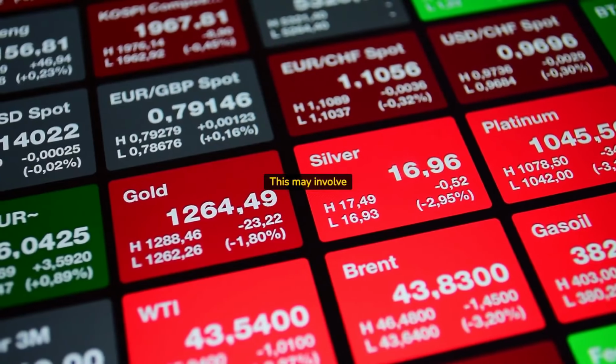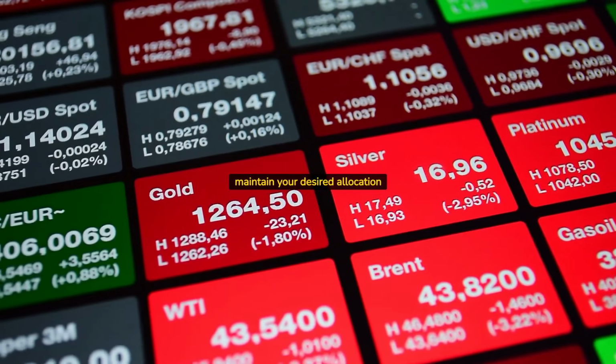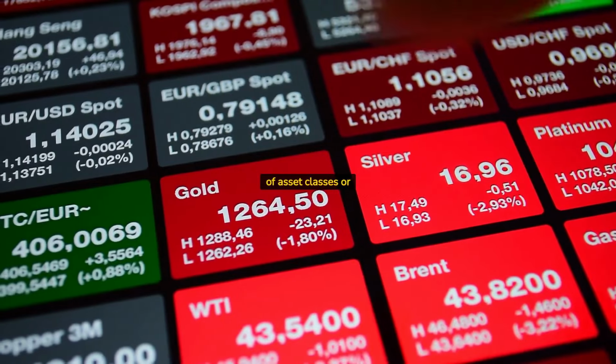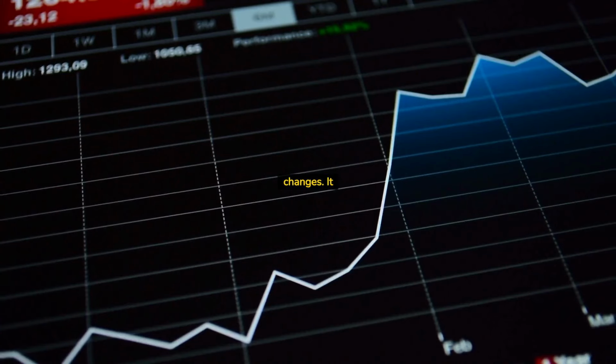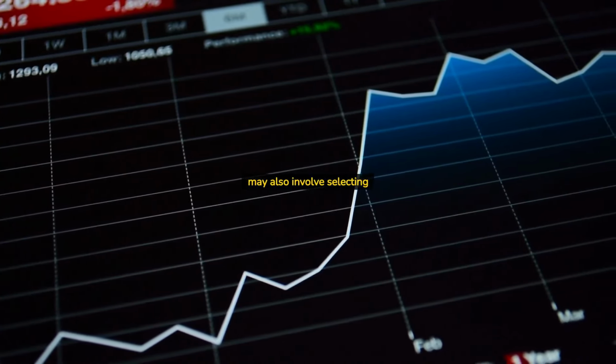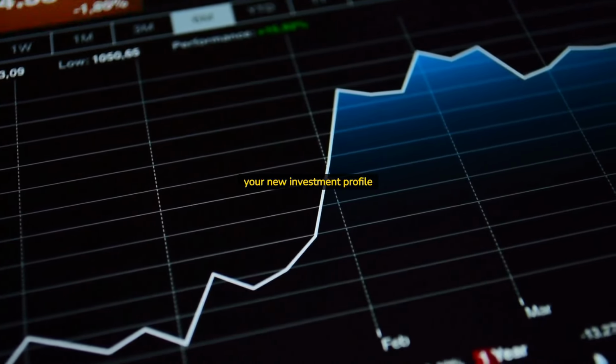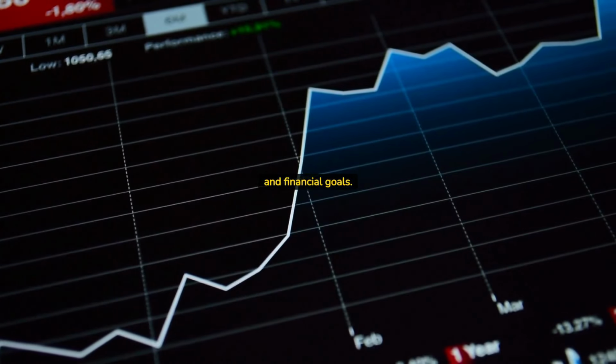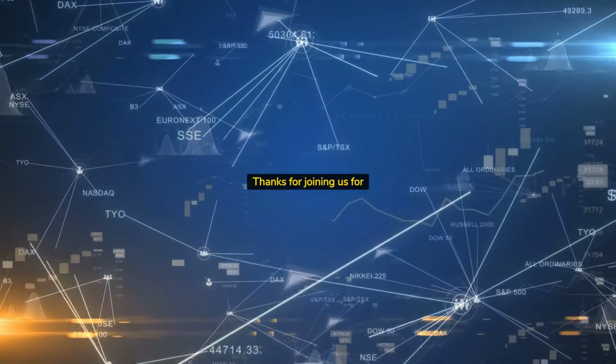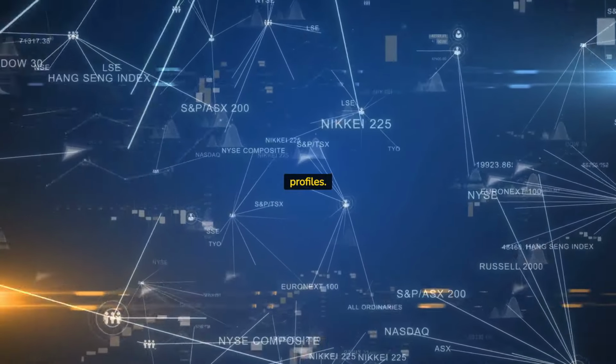This may involve rebalancing your portfolio to maintain your desired allocation of asset classes or adjusting your risk tolerance as your financial situation changes. It may also involve selecting different investments that align with your new investment profile and financial goals.